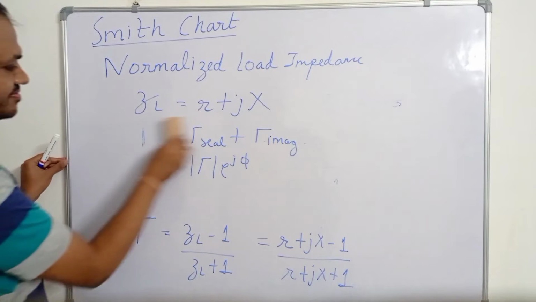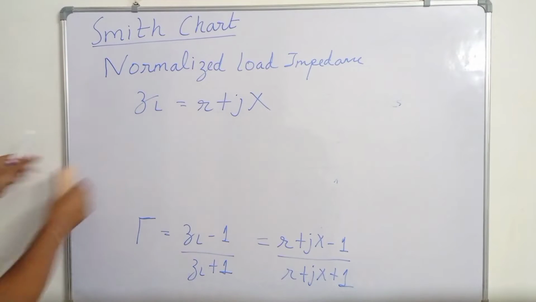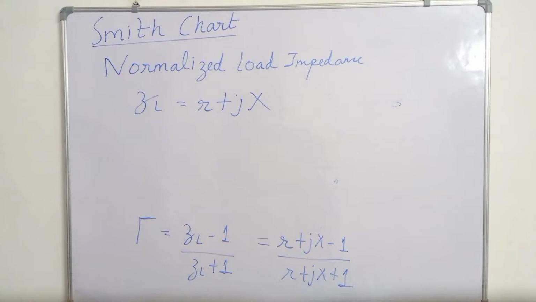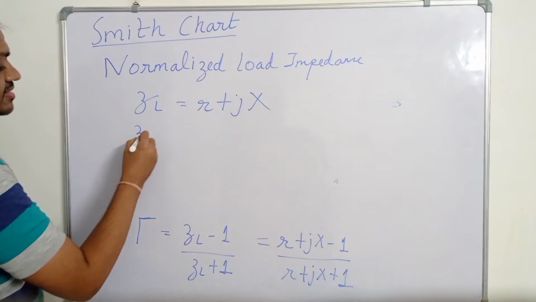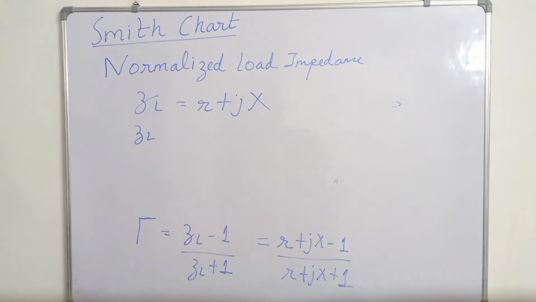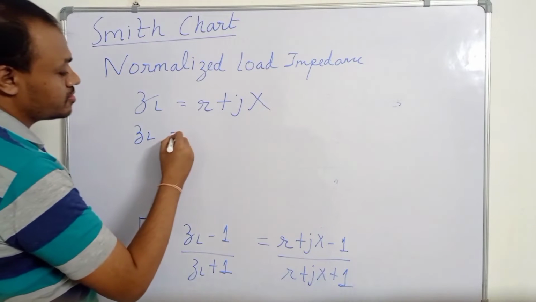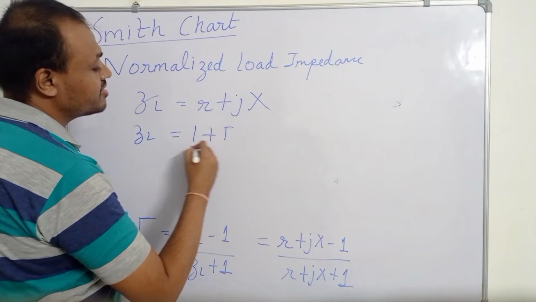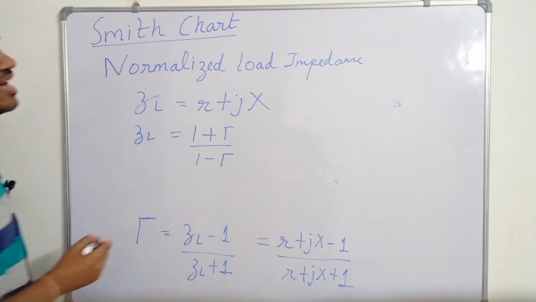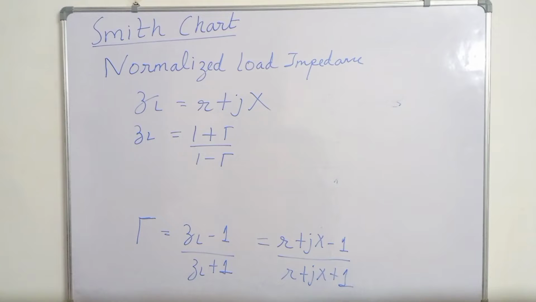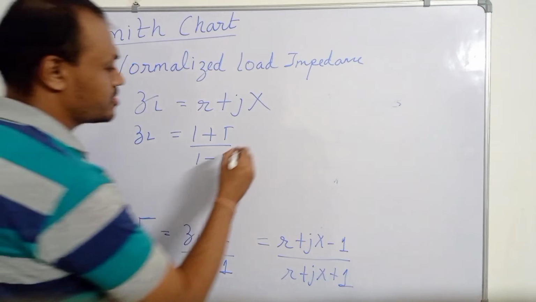But what we want is this reflection coefficient in terms of the normalized load impedance. So the normalized load impedance is given by 1 plus gamma upon 1 minus gamma.